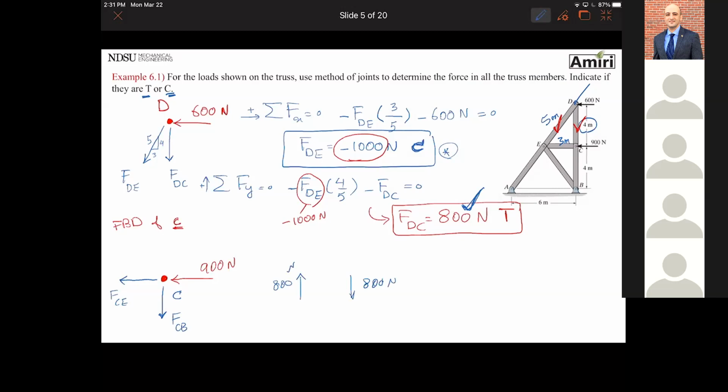Okay, which way should I draw it? Someone said up. So look at point D. From point D, it's pointing down, right? But when it reaches point C, which way should I draw it? Up. Up, okay. Anybody saying I should draw it pointing down?